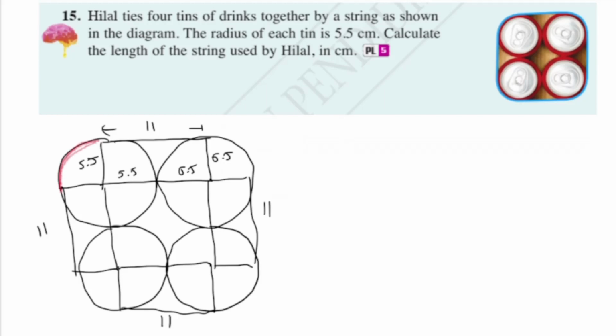One quarter of a circle, two quarters of a circle, three quarters of a circle, four quarters of a circle. So you put four quarters of a circle together, what do you get? You get one circle, circumference. And then how many 11 do you have? 1, 2, 3, 4, 11.